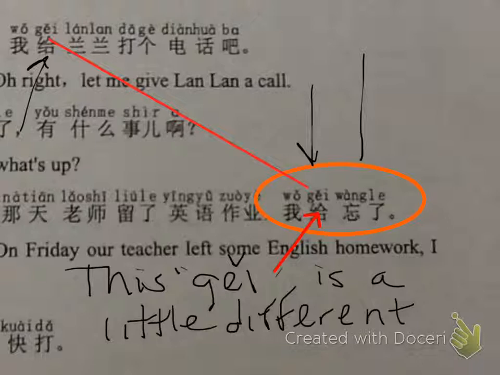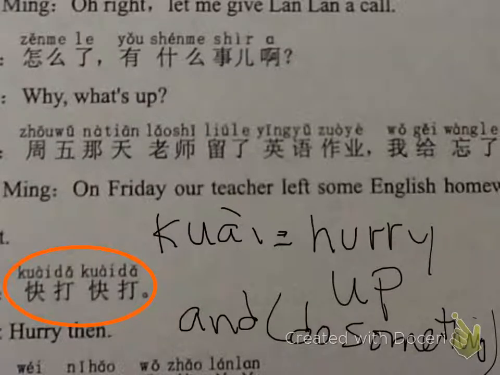So that was the problem. The teacher gave homework to the class, but he forgot to do it. So he doesn't know what it is, so he's going to go back and give Lan Lan 打电话 and ask Lan Lan if she knows what the homework was. Okay? So that's his problem. He's nervous that he doesn't know what the homework is. So Mike agrees with him that this is something important, and he says, "快打, 快打, 快打, 快打."